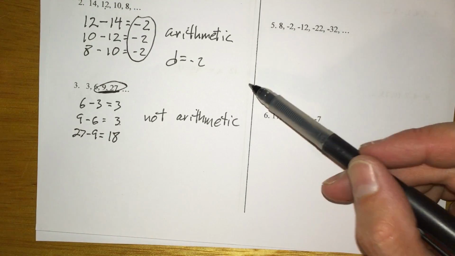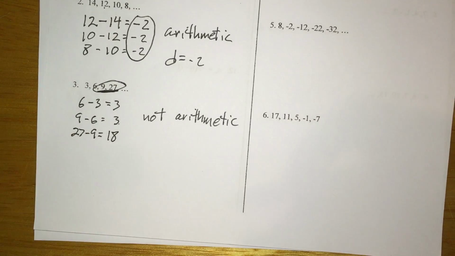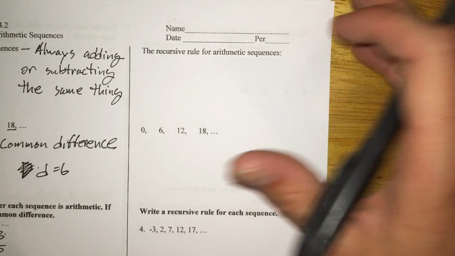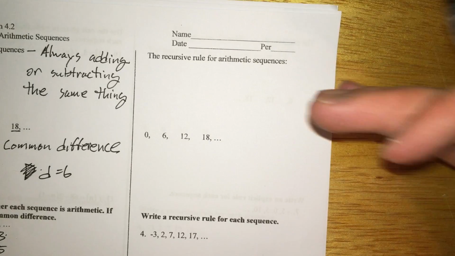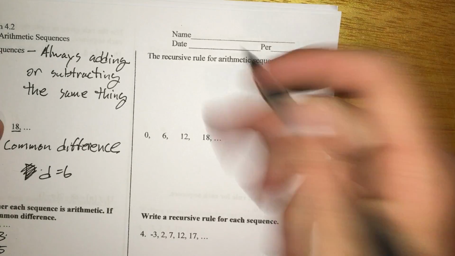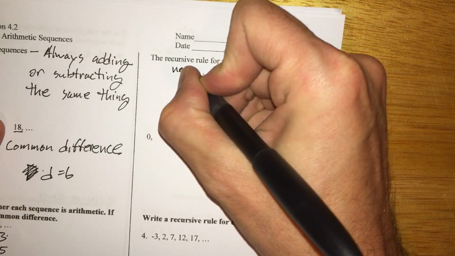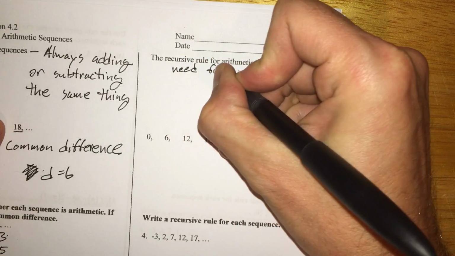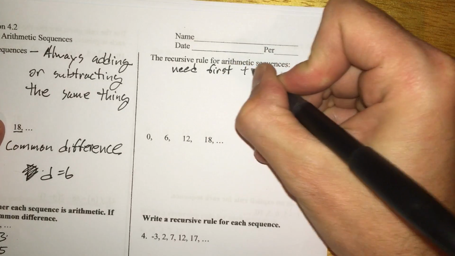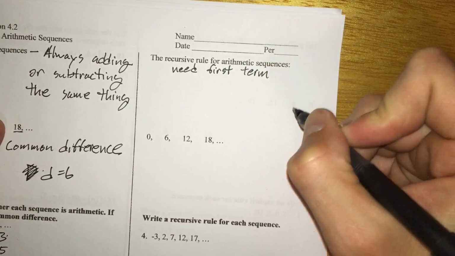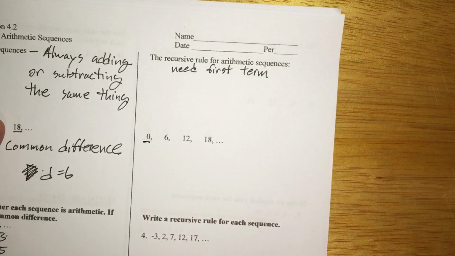Okay, so there's 2 ways. Once you know it's arithmetic, you actually need to come up with a formula for this thing. And so we're going to come up with a recursive rule. And remember, recursive rule says that we have to have the first term. Okay, so must have first term. Hey, good news. It's right there. We know what it is.